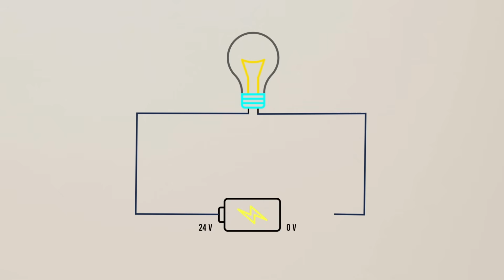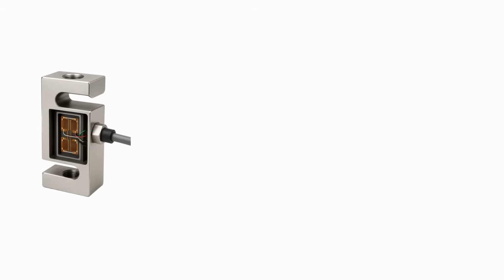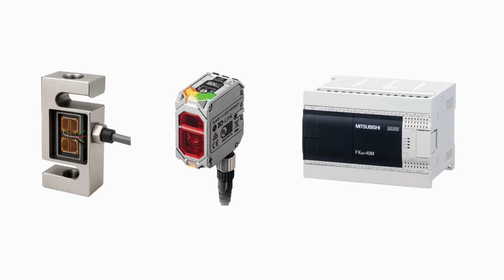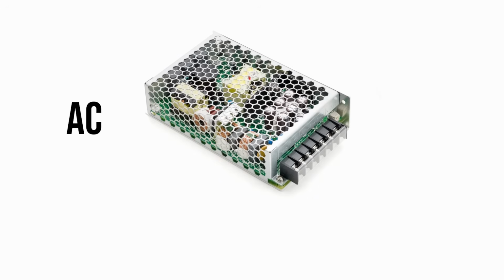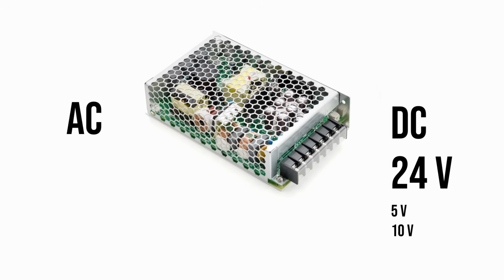The same concept applies to sensor and PLC wiring too. Industrial sensors and PLC operate at 24 volt DC. That's why every control panel has a DC power supply, which converts the AC current into a stable 24 volt DC, sometimes 5 volt or 10 volts if required. You can think of it just like a battery, 24 volt as positive or high, and the 0 volt as a negative, ground or common.